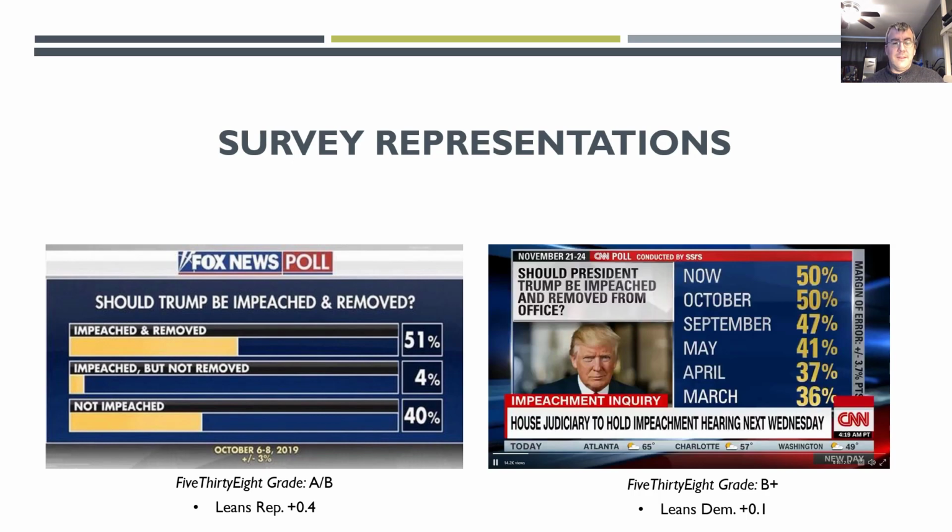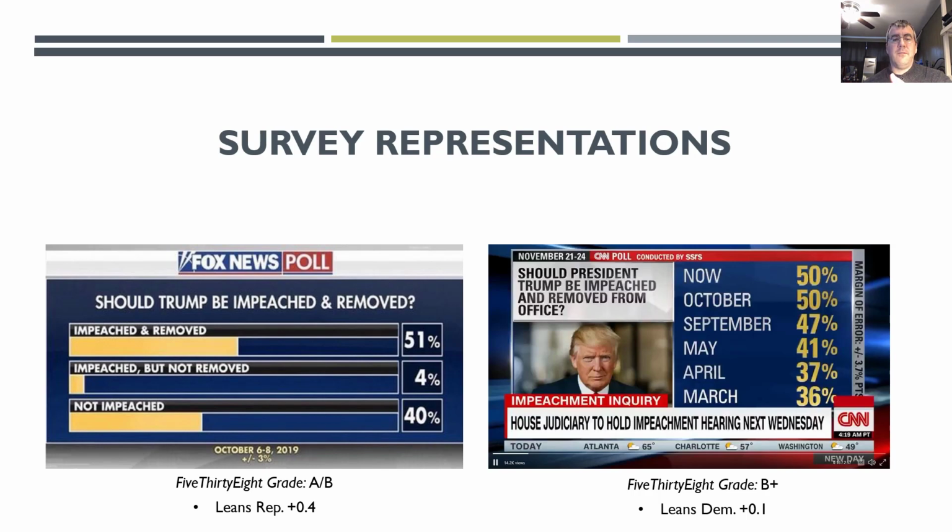And we see here, it's a bar graph representing whether or not Trump should be impeached, where 51% of the respondents said yes, he should be impeached and removed, 4% said impeached but not removed, and another bar, not impeached, 40%. And if we look at the CNN poll, which actually has a lower grade than the 538 poll, and it leans Democrat 0.1%, we see other representations. Instead of a bar graph, we just see numbers, but it's numbers at specific times. Whereas the Fox News poll was taken in early October 2019, this is looking historically from October, September, May, April, March. The purpose of this is to showcase that the support for impeachment of President Trump at this time has been growing nationwide.